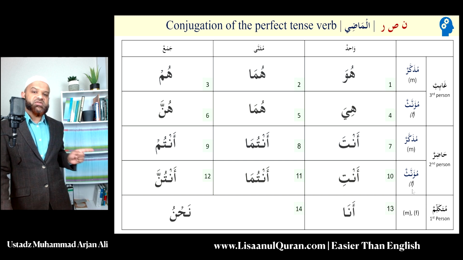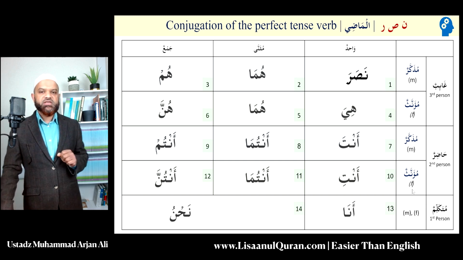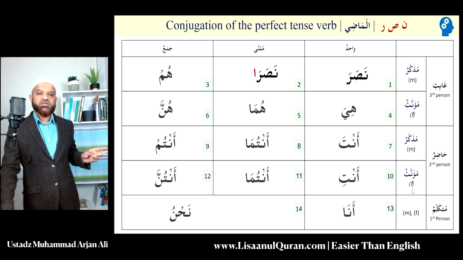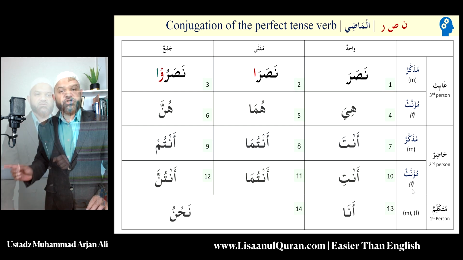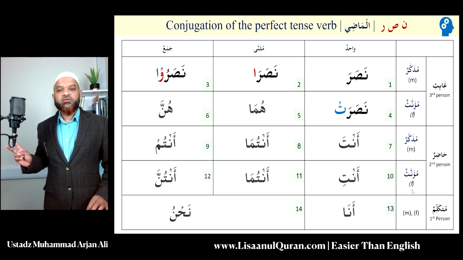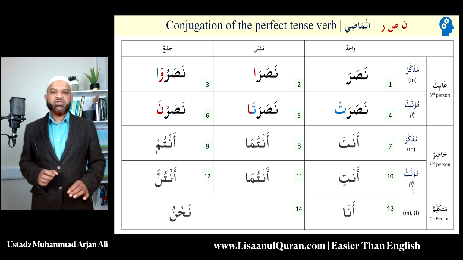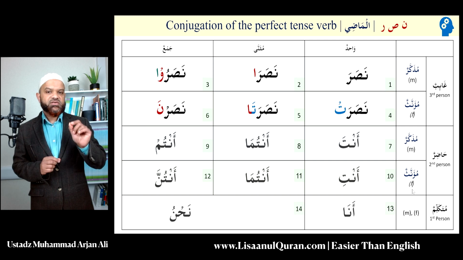I'm sure you can remember it from the previous lesson. So you have nasara, which is he helped. Okay, don't worry about the translation at this stage. Nasara, he helped. They too helped is nasara, they helped, nasaru. For she helped is nasarat. For they too helped, nasarata and nasarna. Nasarna. Please pay attention at number 6 is where the third root letter now takes a sukoon.